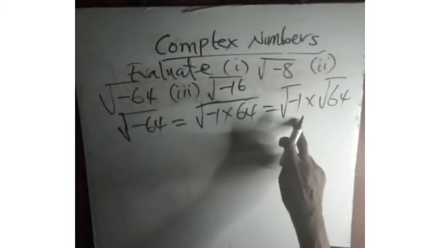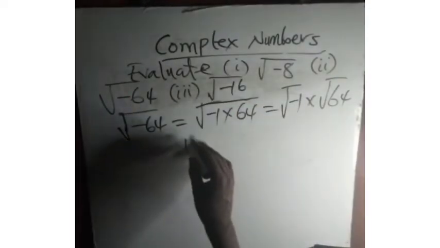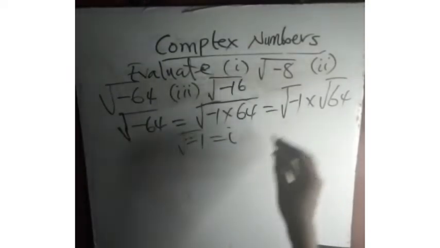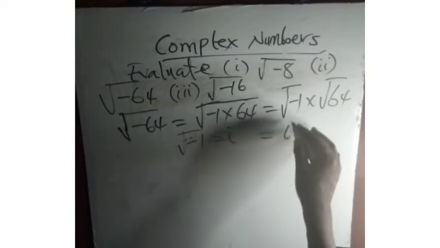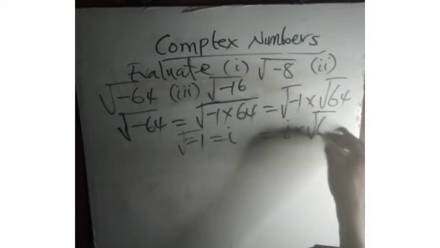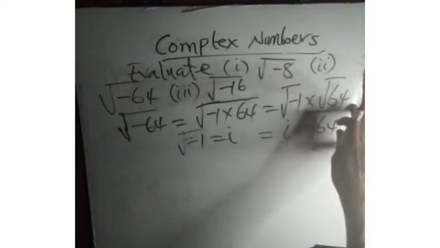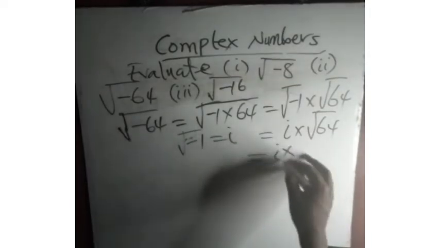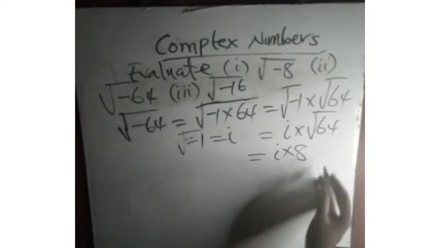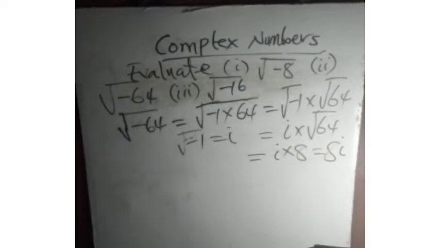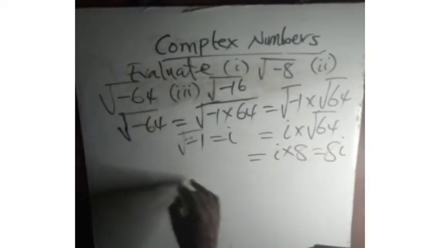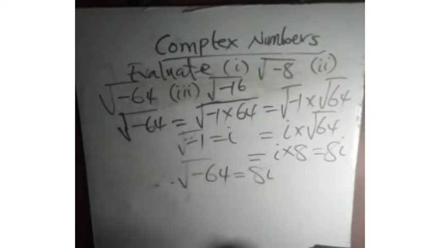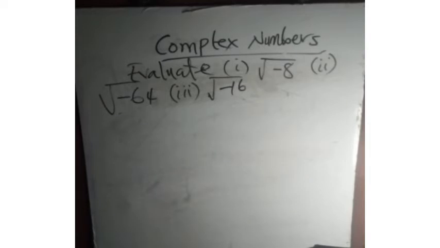And when we recall that the square root of minus 1 is i, this is going to be i times the square root of 64. And we know that the square root of 64 is 8. So this is going to be i times 8, which is 8i. So therefore, the square root of minus 64 is 8i. I'll leave the last one for you to solve.